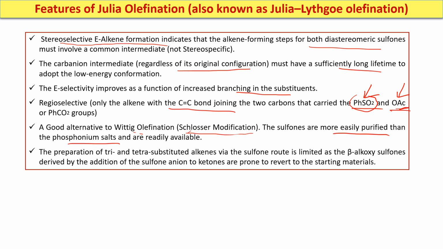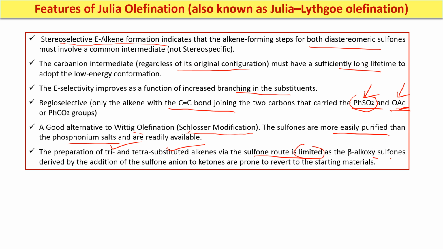Now, preparation, if you want to prepare a tri- or tetra-substituted alkene. In the previous example you have seen R prime, so it is simple, only two substitutions. But suppose we are trying to make a tri- or tetra-substituted alkene via this sulfone route. Now that is limited. Why is it limited?